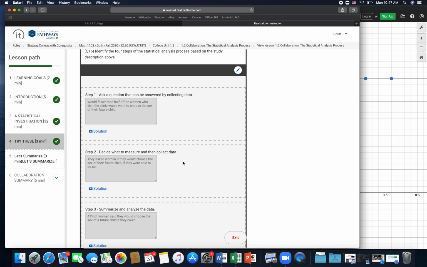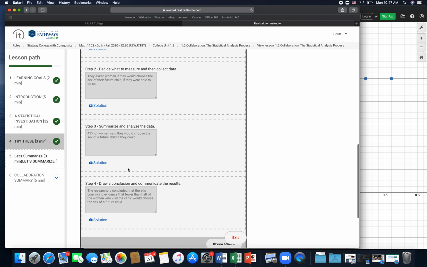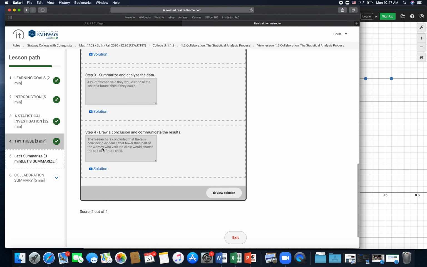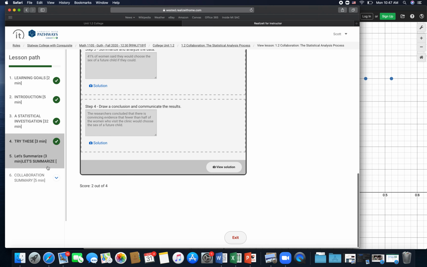What to measure? They just asked women if they would choose the sex of their future child. And then summarizing the data is usually just to provide that statistic, the 41% said they would. And drawing the conclusions, the researchers concluded that that was convincing evidence that fewer than half of the women who visited the clinic would choose the sex of a future child. Okay. The rest of this is just summary. I'm going to leave you guys to that and conclude the recording here.